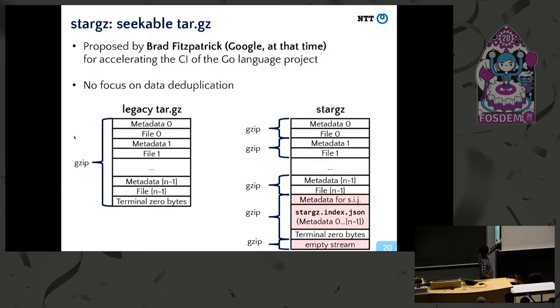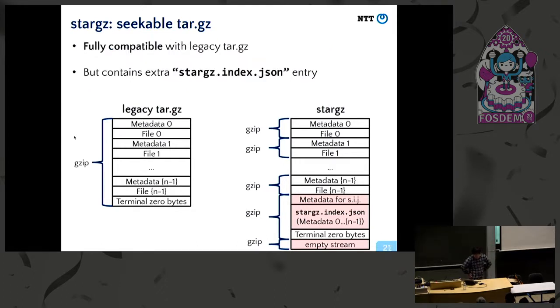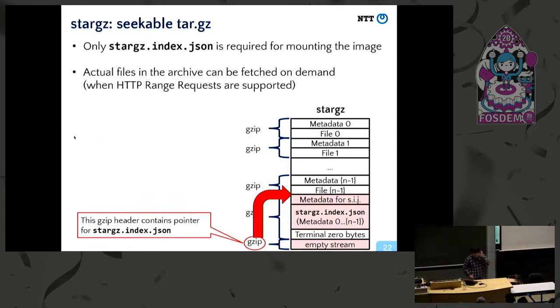In the legacy tar format, the entire archive is gzipped, but for stargz, each file is gzipped, so the compression granularity is different. And also, we have stargz.index.json at the end of the archive. This index.json has all the metadata for all files in the archive. So we only need this stargz.index.json for mounting this image. And actual files in the archive can be fetched on demand using HTTP range requests.